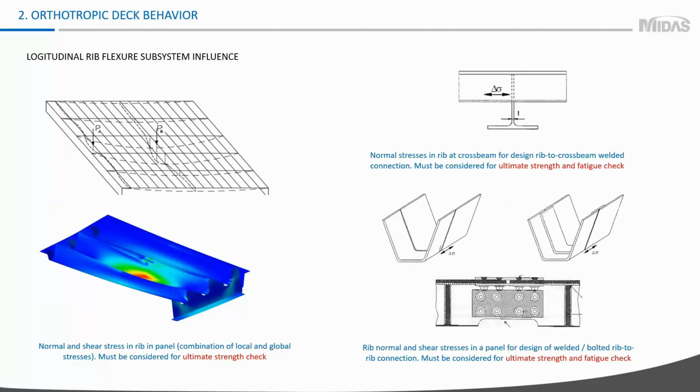Then rib flexure subsystem. Here this calculation is necessary for optimization of rib shape. You calculate normal and shear stresses in rib due to the local flexure rib and global flexure main girder. Also, you have to provide joints arrangement in panel, and these connections could be welded or bolted as well. So here that should be provided both a strength check and fatigue check.